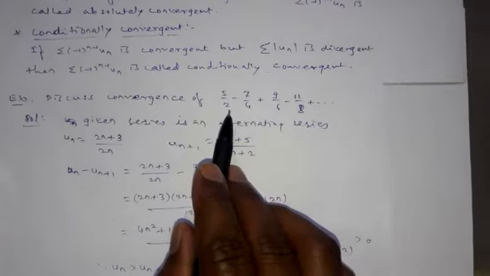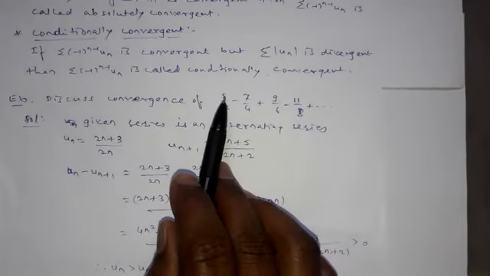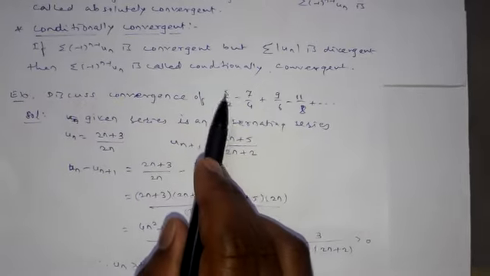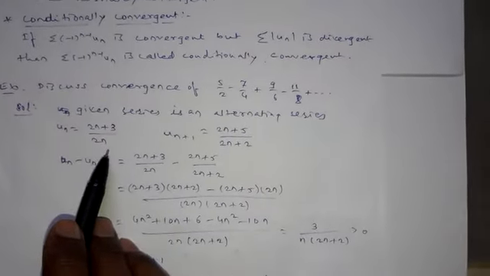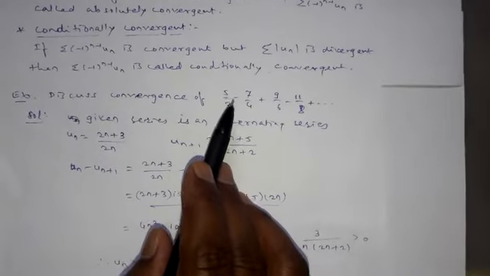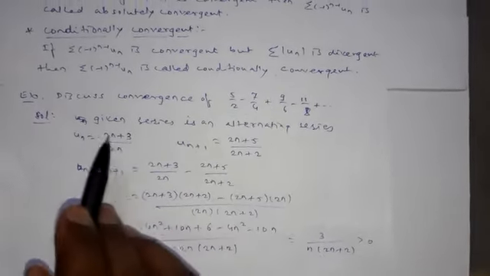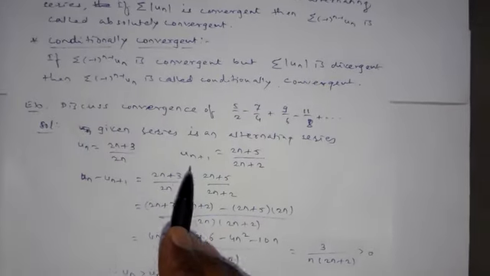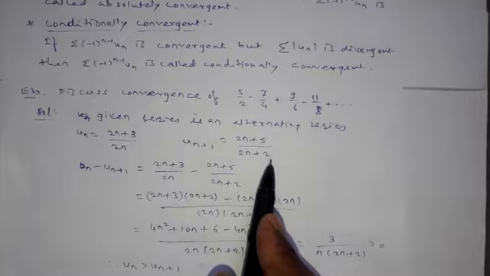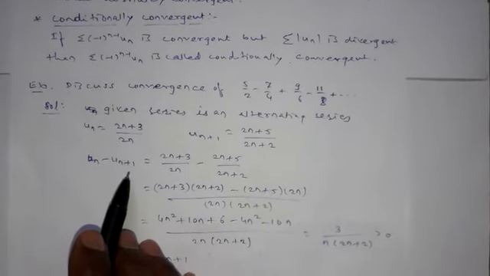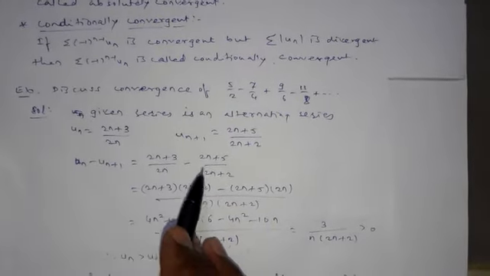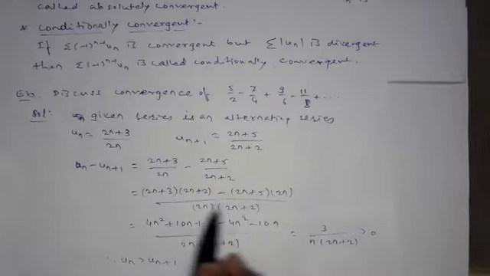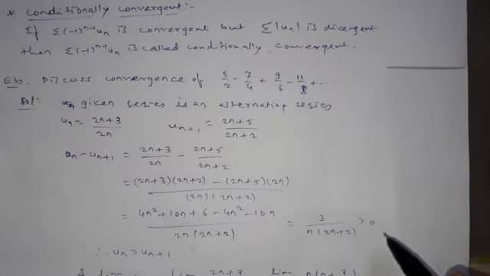In un, I can see the denominator has all even numbers and the numerator has all odd numbers, but it starts from 5, and the denominator starts from 2. So un is (2n+3)/(2n), with 2n in the denominator and 2n+3 in the numerator. See here 2 and 5, 4 and 7, 6 and 9, like that. Now un+1 is (2n+5)/(2n+2). Now take this difference un minus un+1, that is (2n+3)/(2n) minus (2n+5)/(2n+2). If we simplify this, we get that it is always greater than 0.